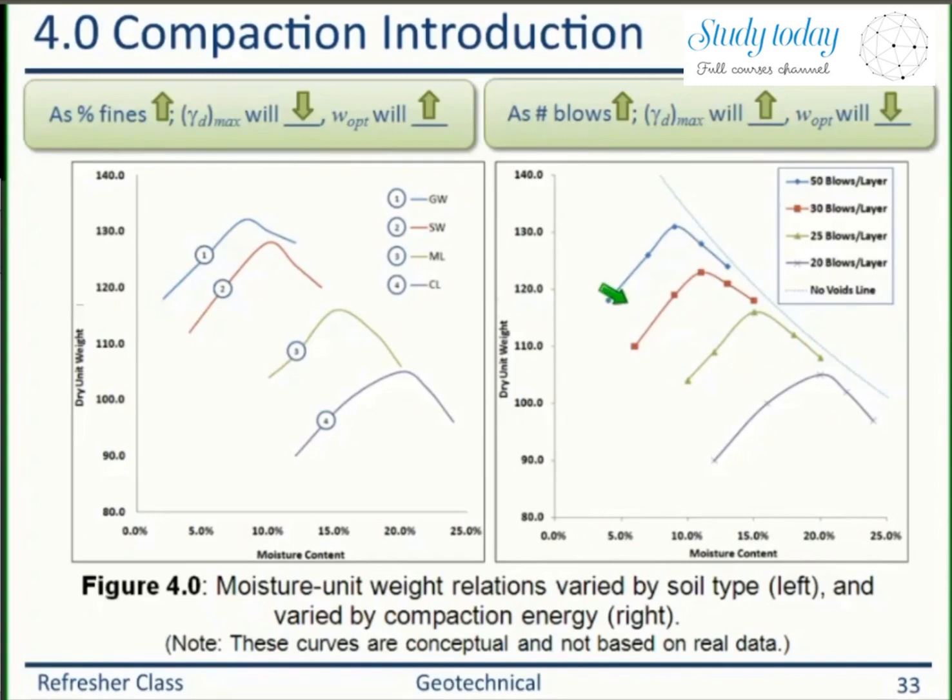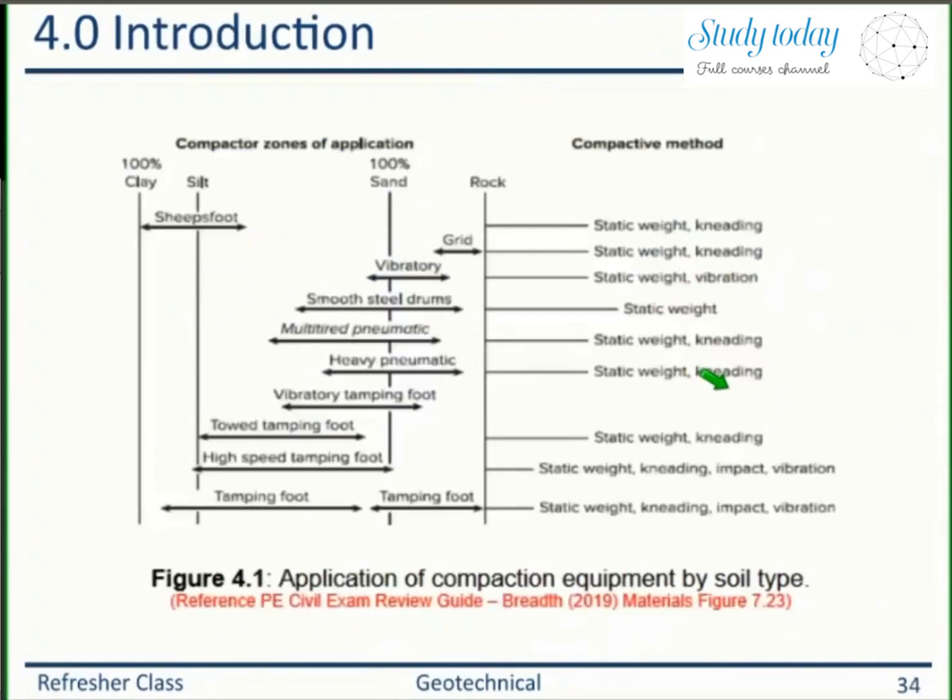You can call it a 5-point test, yes. There is a 1-point test, a 5-point test. Okay. But for your sake, what you have to know is that from the Proctor test, you can get gamma D max and the corresponding moisture content known as the optimum moisture content. And these are your conceptual curves. Okay. Not from actual laboratory values, but conceptual curves.